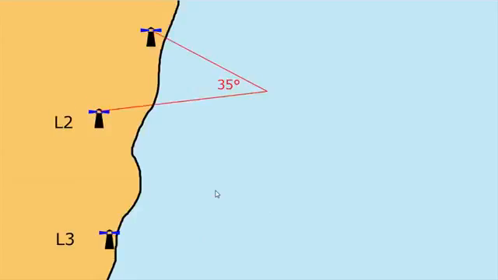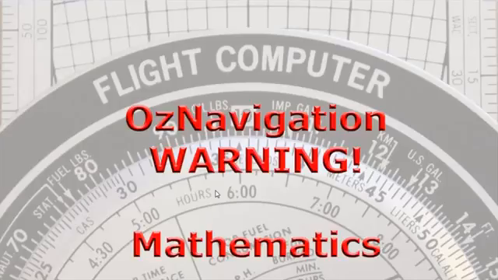So for this one, we're just going to use the L1 and L2 lighthouses with that angle of 35 degrees between them. And the distance between these two lighthouses, known from your chart, is 5 nautical miles. Now I should warn you, here's an Oz navigation warning. This section does contain more complex mathematics. Hang on to your hats.